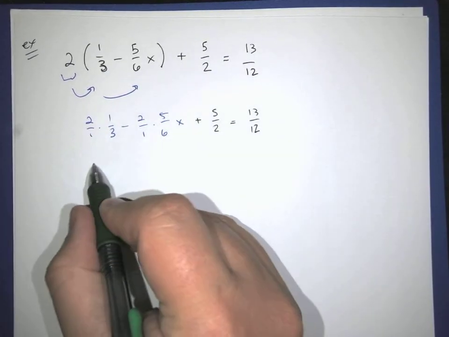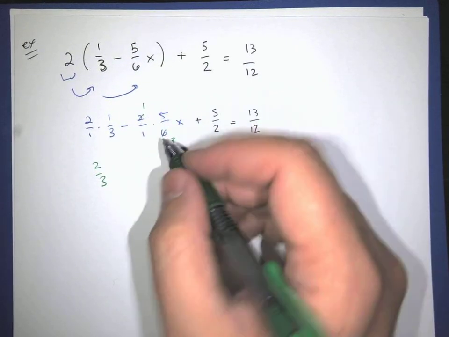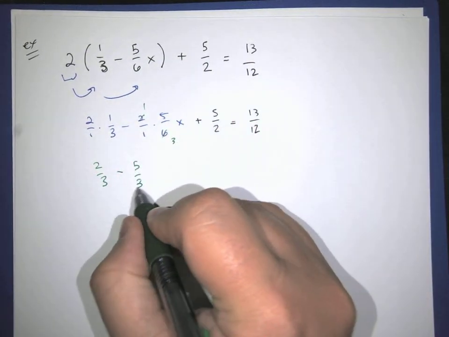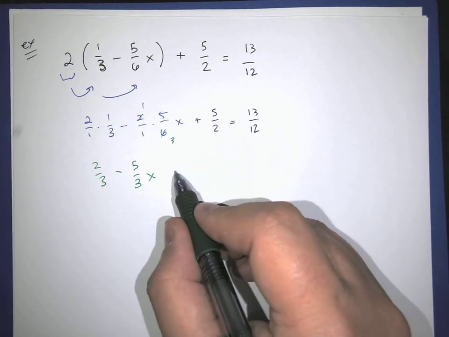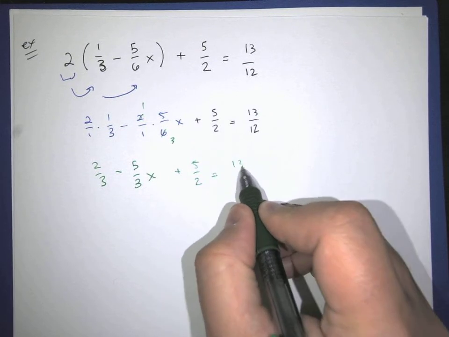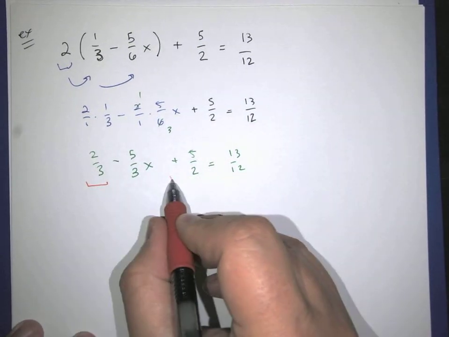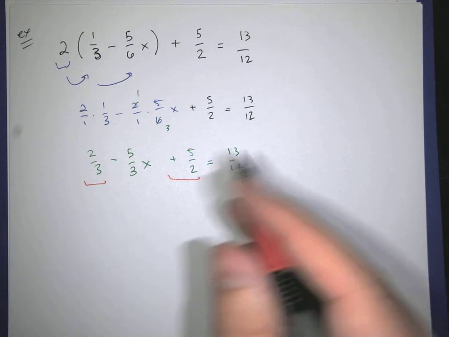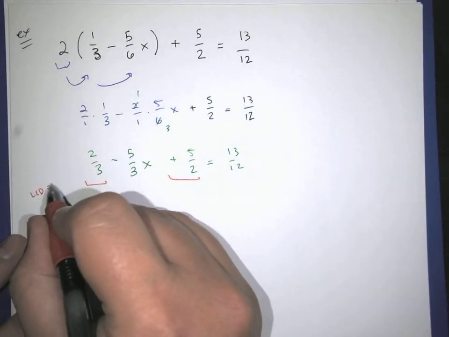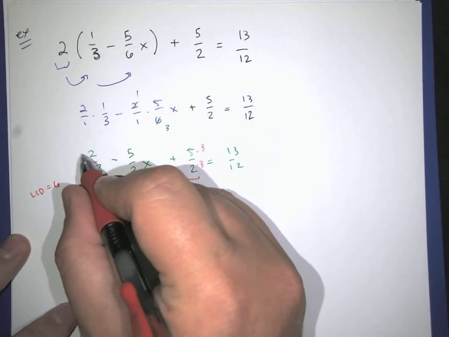As we go through this, right, 2 times 1/3 is 2/3. The 2 in here would actually cancel, so then this would be minus 5/3 x. Tempting to do thirds and thirds, but of course one is a number and one has an x on it. So plus 5/2 equals 13/12. We have a couple things here we can combine. Let's look at 2/3 plus 5/2. That's going to require some common denominator work across those two. We would use 6, times 2 on the first and times 3 on the second.